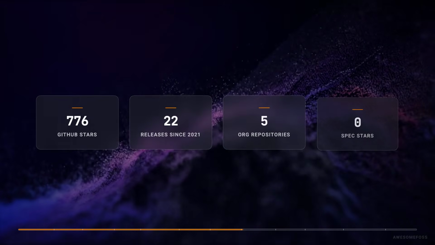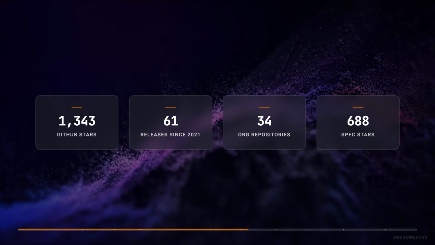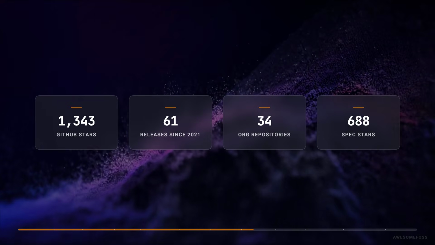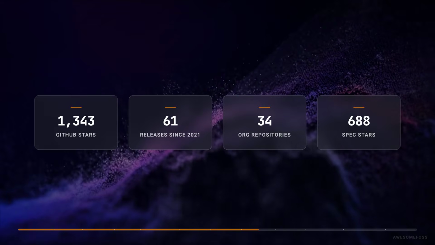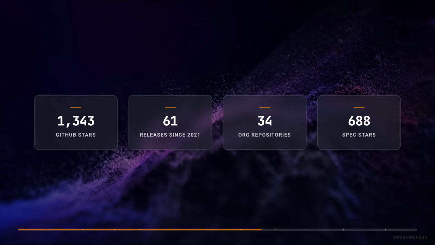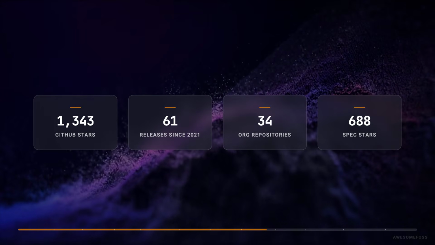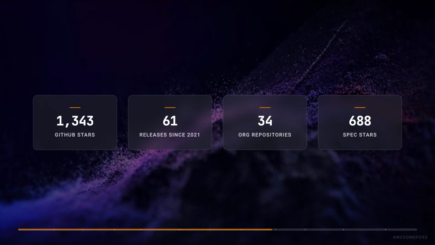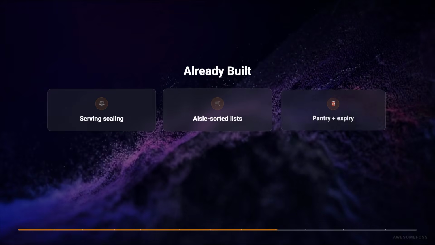Scale check with real numbers. The CLI has 1,343 stars, roughly a tenth of what we usually feature on this channel. But look at the shape. 61 releases since 2021 with the latest one last month, 34 repos in the organization, and a spec at 688 stars that people care enough about to argue over. Small, alive, and compounding. That's a very specific kind of project, and it's usually the kind worth getting in early on. What's already working today?